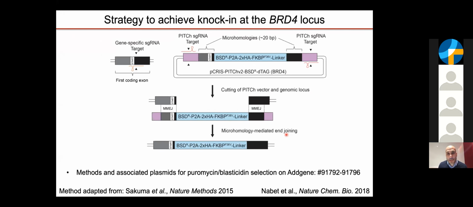And so what we decided to do was take advantage of the PITCh approach, which had been published several years ago, and see if we could start to apply that towards tagging the endogenous locus and tagging BRD4 at its N-terminus. And so the schema of what we achieved is shown here, where this strategy takes advantage of microhomology-mediated end joining, relying really on small microhomology domains to be able to achieve knock-in at the BRD4 locus. And again, plasmids and protocols that we've shared are available on Addgene for this approach.